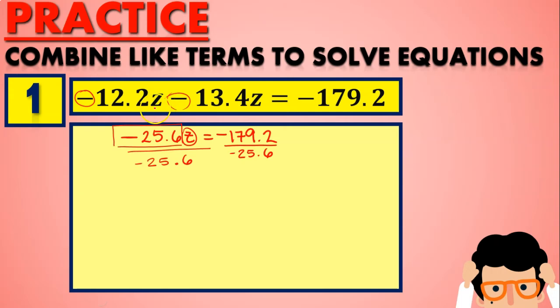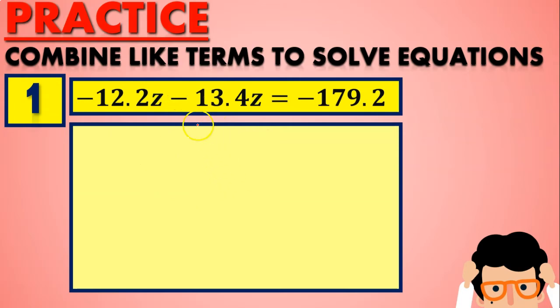And whenever we divide minus 25.6 by minus 25.6, that's going to give us 1. So z is equal to, and then negative divided by negative is going to be positive, and then 179.2 divided by 25.6 is going to be a value of 7. So that means that z is going to be 7.